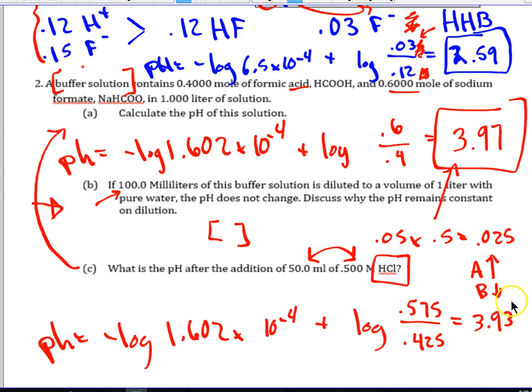Now, there's not a perfect way to check, but at least a way to check if you're super wrong. You added acid and the pH got lower. Is that good? Yep. You did it right. Odds are, if you add an acid and you do the math and it went up, you just subtracted and added the wrong way.